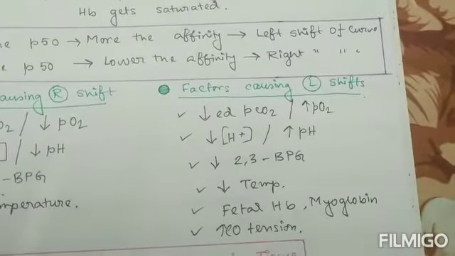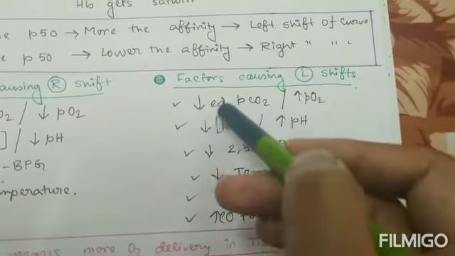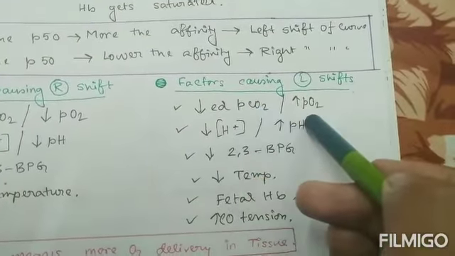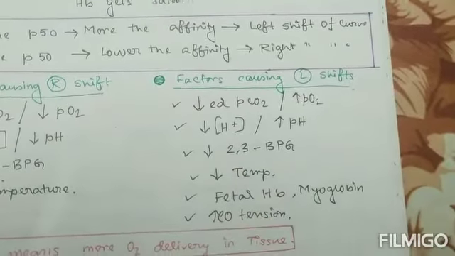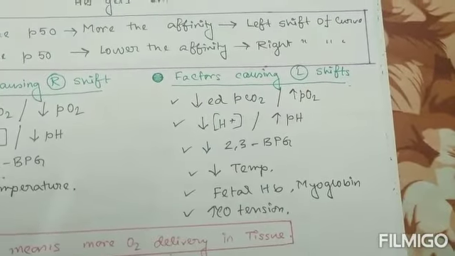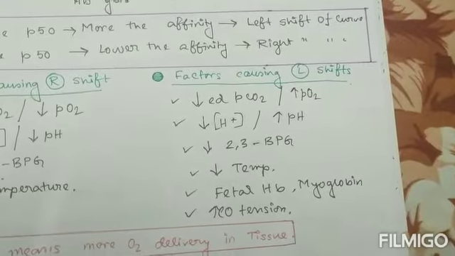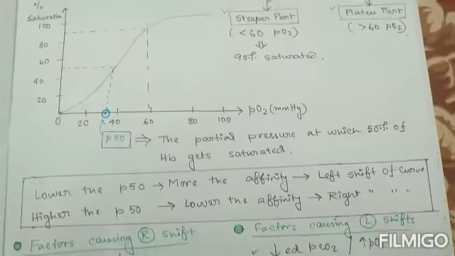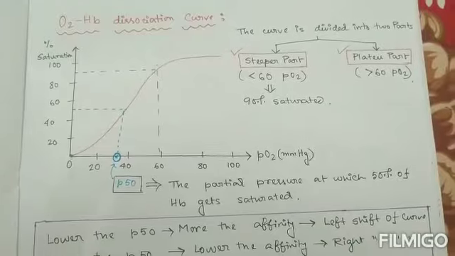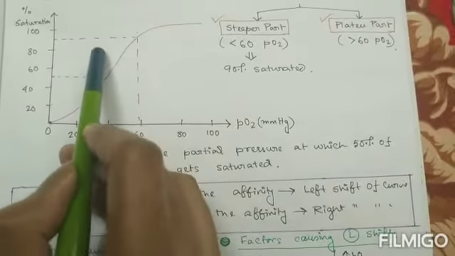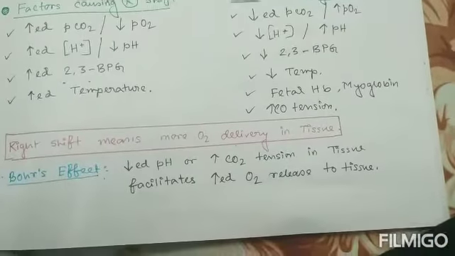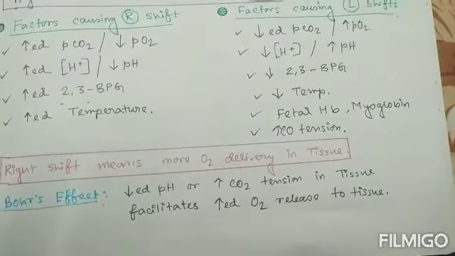And the factors that cause left shift are just the opposite of these factors, like reduced PCO2 or increased PO2, reduced H+ concentration or increased pH, less 2,3 BPG concentration, reduced temperature. Also, fetal hemoglobin has higher affinity than adult hemoglobin. Myoglobin also has higher affinity than normal hemoglobin, and in carbon monoxide tension there is higher affinity towards hemoglobin. So there is a left shift of the curve. The curve will shift to the left side. And right shift means more oxygen delivery in tissue, as I have already told.